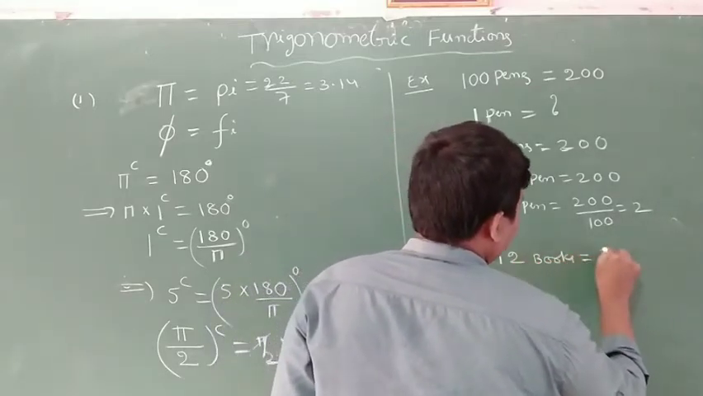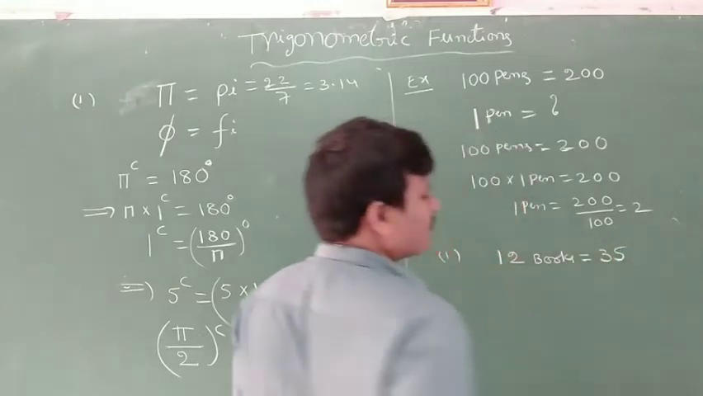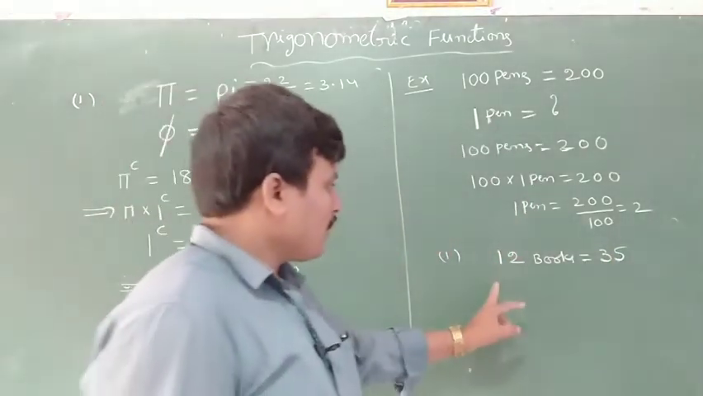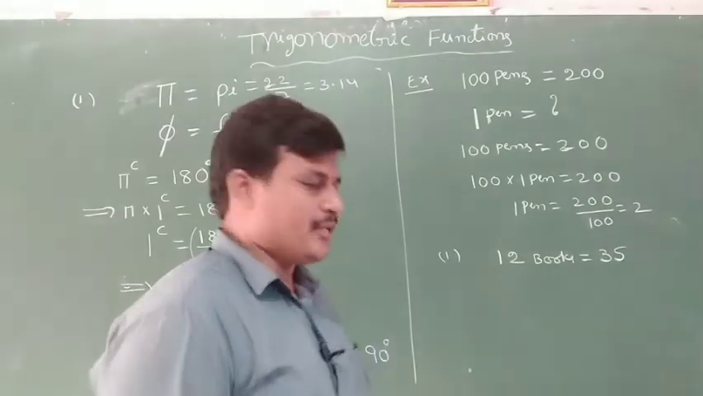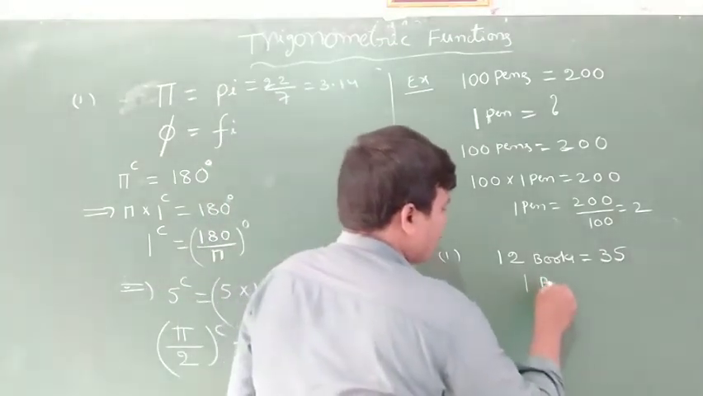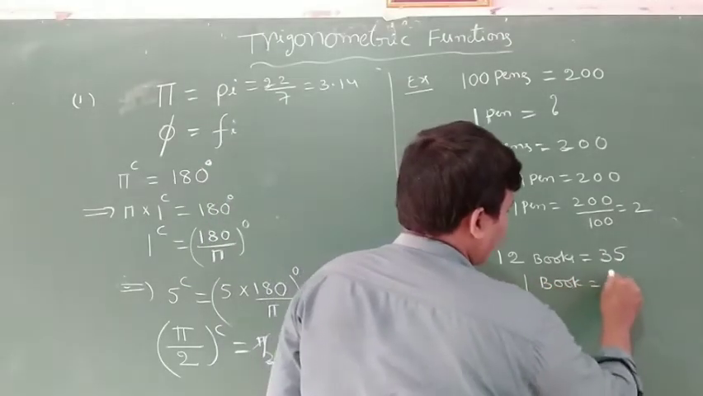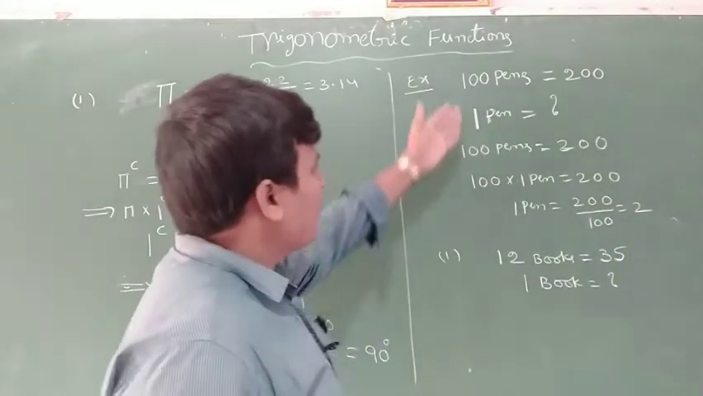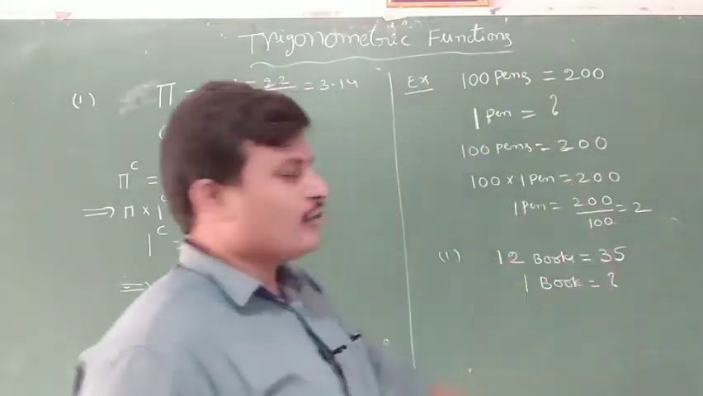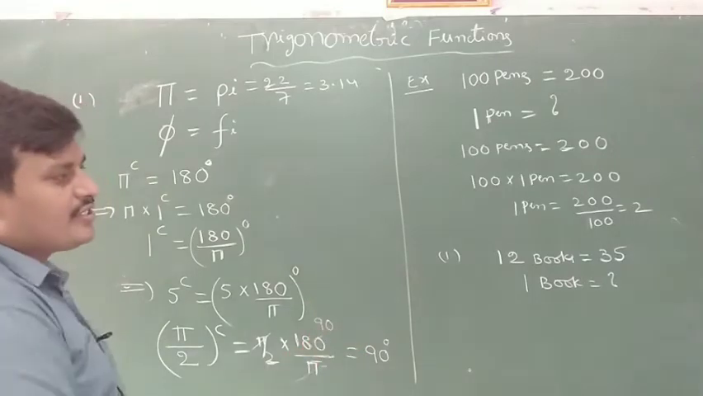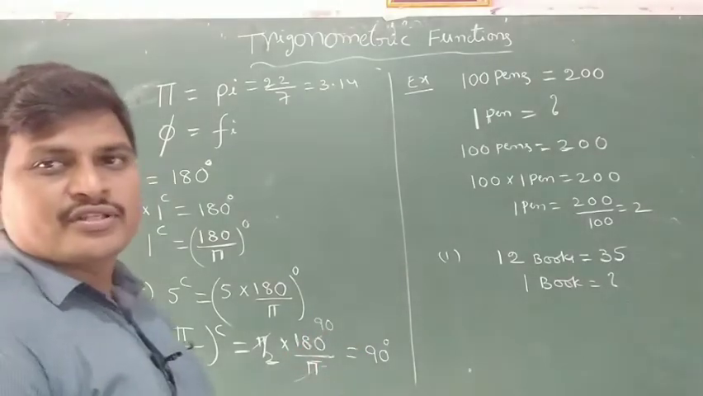12 books is equal to 35 rupees. 1 book is equal to how much? It is easy when it is 100 pens for 200 rupees, into 2 more, okay, no problem. But 12 books is equal to 35 rupees. 1 book is equal to how much?